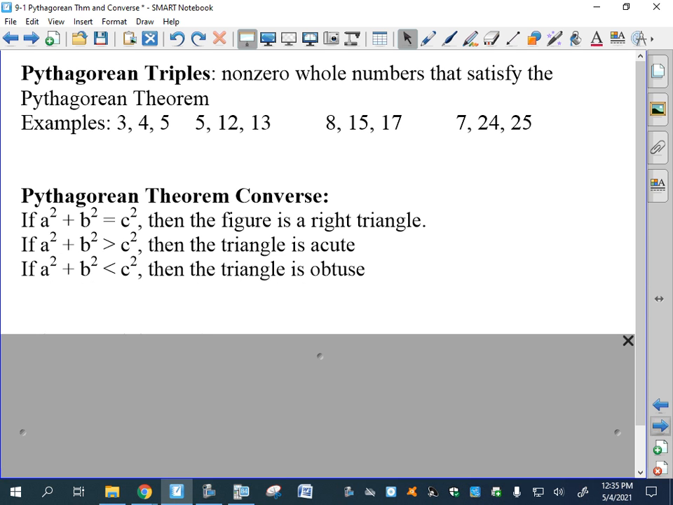All right, the next thing we're going to talk about is the converse of the Pythagorean theorem. The only thing that changes is the symbol in the middle. If the symbol is equal, it's a right triangle; greater, acute; less than, obtuse.